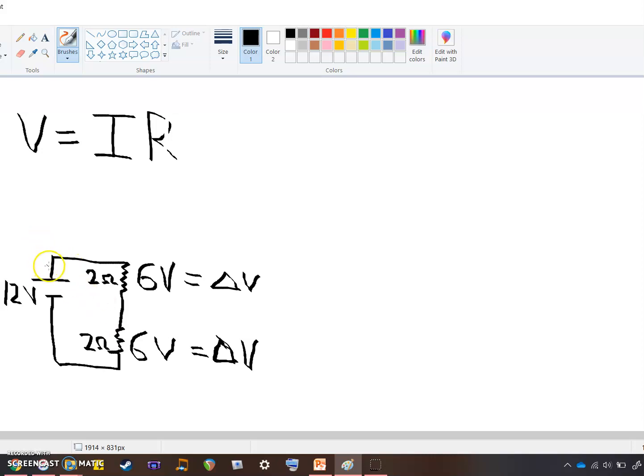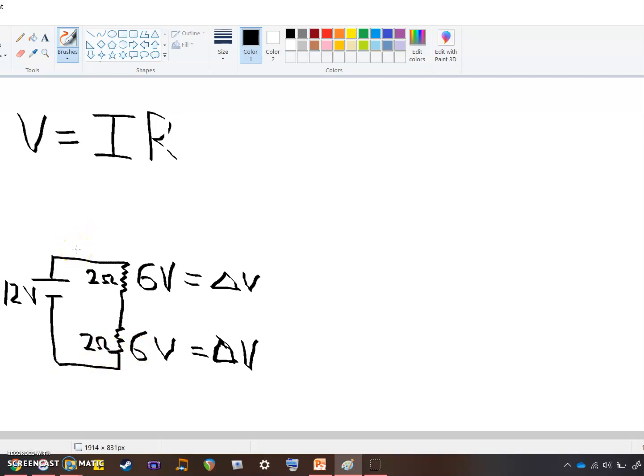So when the current goes through the wire, it doesn't have any drop, and the current has to get back to 0 volts to go back into the battery. So 0 voltage drop, then it hits this resistor. It goes across 6 volts here, and then it goes across 6 volts on the second one. 6 plus 6 is 12, so now we're at 0.